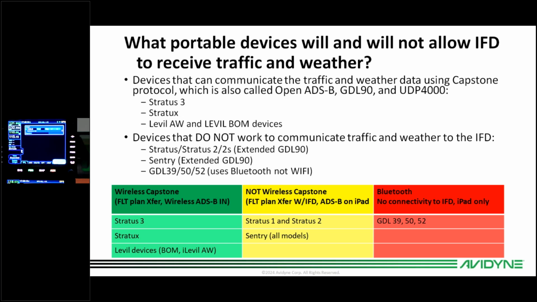Here are some devices that do not work. The Stratus and the Stratus 2/2S use extended GDL90. Extended GDL90 does not work with the IFD. That's more of a Garmin proprietary protocol. We also do not work with the Sentry. That's another extended GDL90 one. And we do not work with the GDL 39, 50, and 52 for a separate reason. Those are Bluetooth only, not Wi-Fi, and the IFDs only communicate by Wi-Fi. And we have this nice little graphic down below that summarizes what capabilities you can expect and what does not work at all.